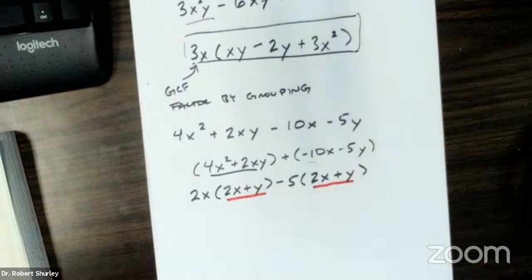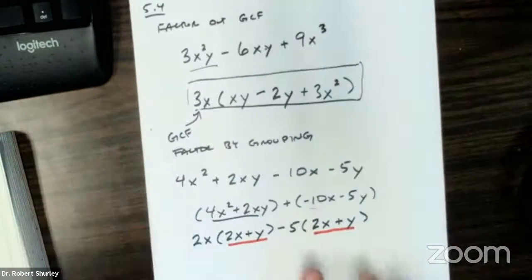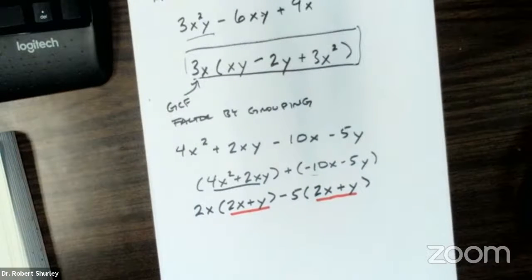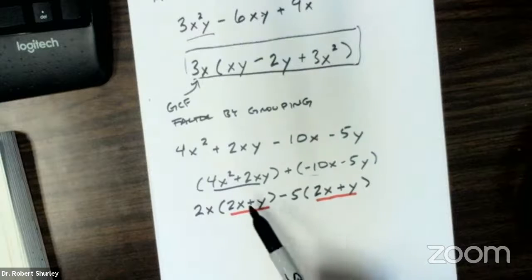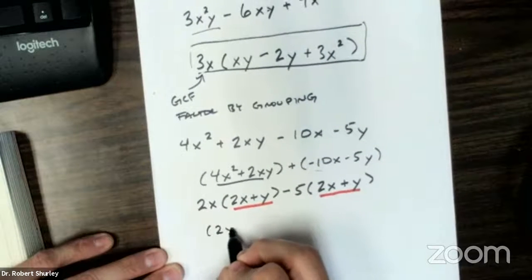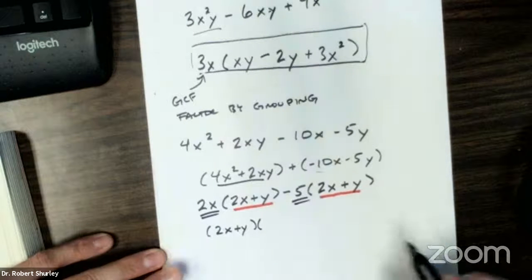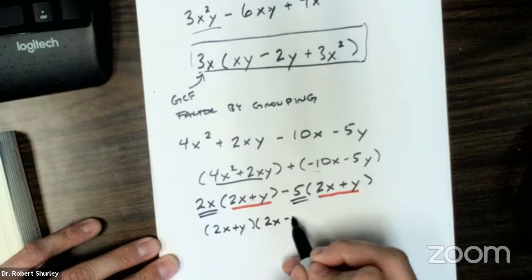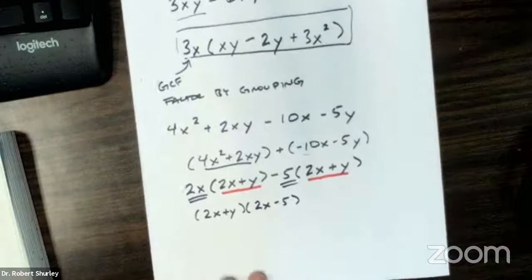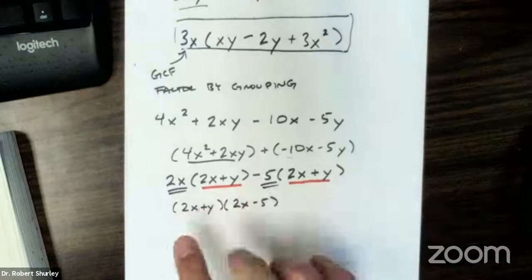These two match. And if those two match, I can just use GCF. Because if they match, they're the same exact factor. And if they're the same exact factor, I can factor them out. So we get 2x plus y times, and it's going to be whatever's in front, the coefficients: 2x minus 5. Okay? Questions about that?